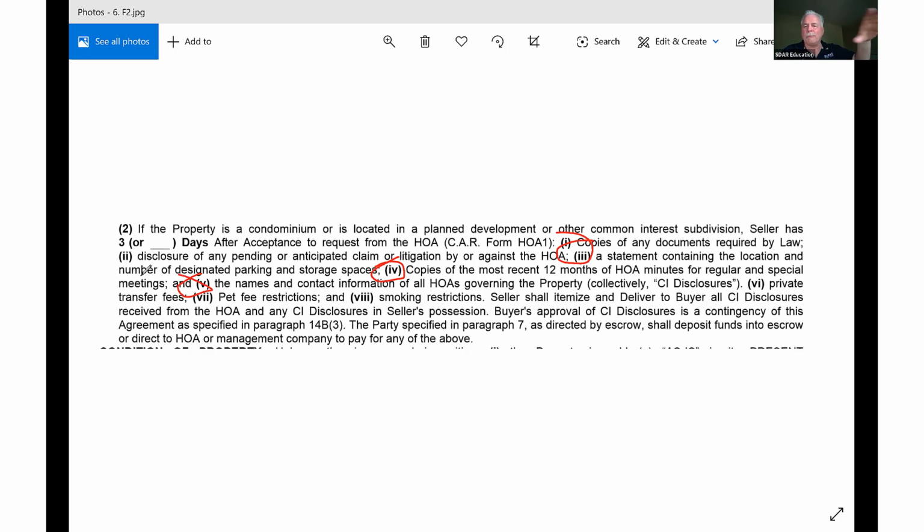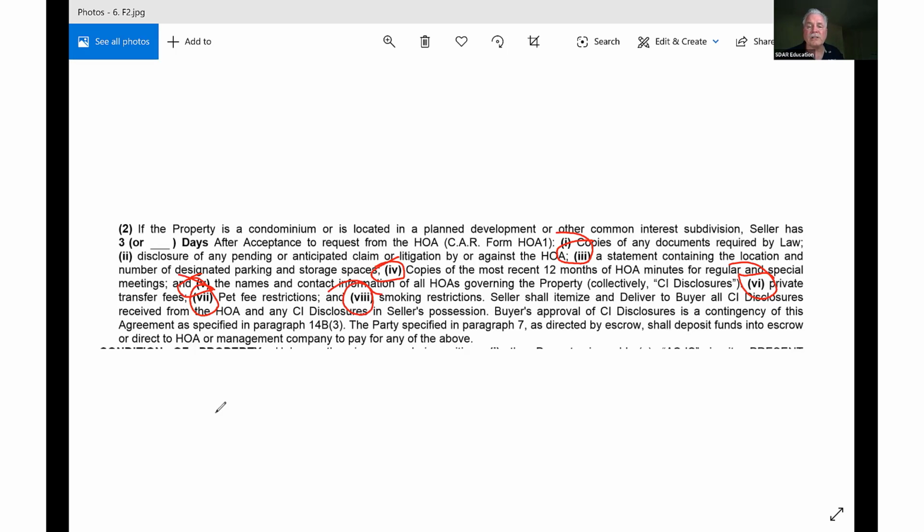And then I owned a lot of property there at one time. And in Cambria, I was paying $185 a month at one time for the HOA dues there, and then another $30 for the other HOA dues. So remember that there's not necessarily only going to be one homeowners association. So we need the names of all of them, contact information. Okay. Private transfer fees, if any. Okay. Number 7, pet fee restrictions. Number 8, smoking restrictions. Smoking restrictions are enforceable by law. Certain types are enforceable. Okay.